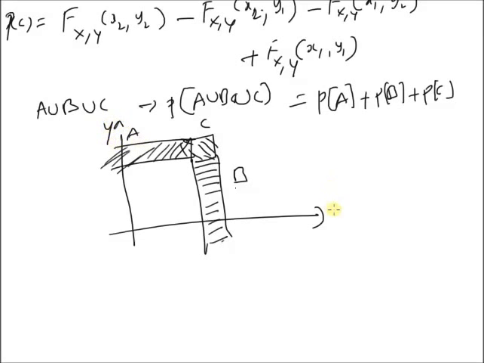This is the y-axis, this is the x-axis, and these are x1 and x2, and these are y1 and y2. So the probability of this union, that is the probability of this L-shaped region, is basically the sum of the probabilities of these three regions, which we already calculated. Therefore, the probability of A union B union C is equal to P of A plus P of B plus P of C.